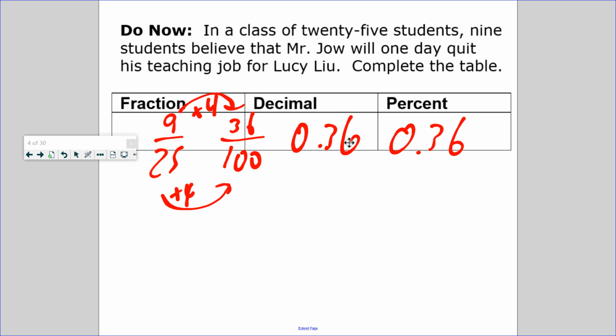So what percent would that be? A percent is anything per 100. So what number do you see per 100? 36%. Believe this is a little less than half.